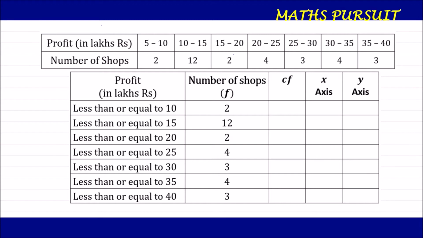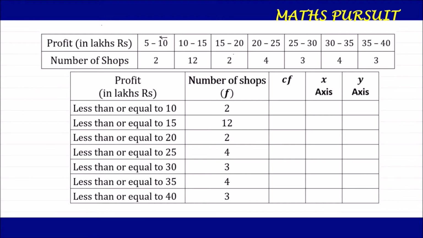So guys, if you look here, this is how we have represented data in a less than format. Our first range is 5 to 10, which means 10 is the highest value, so we have represented that as less than or equal to 10. That means here the data is less than or equal to 10, and it is not more than 10.